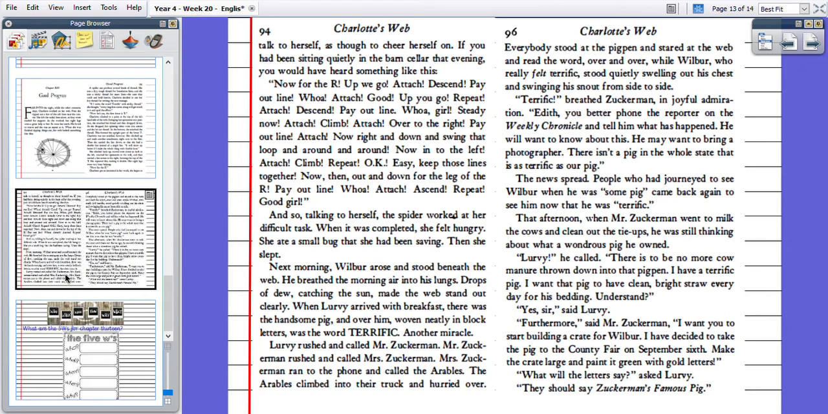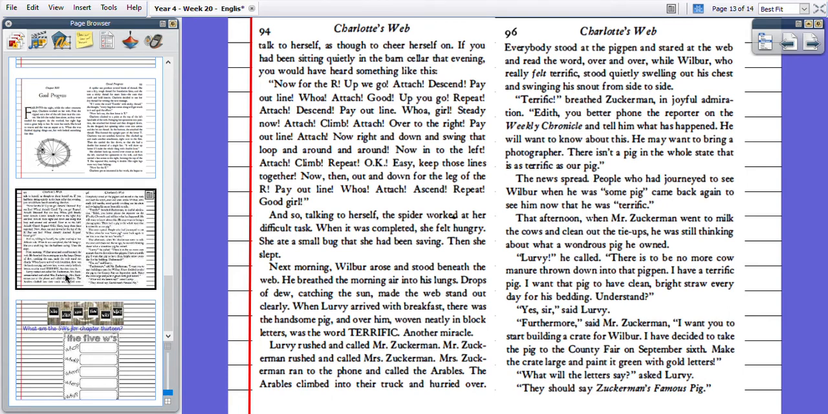Now right and down and swing that loop and around. Now into the left. Attach, climb, repeat. Okay. Easy. Keep those lines together. Now then, out and down for the leg of the R. Pay out line. Whoa, attach, ascend, repeat. Good girl. And so, talking to herself, the spider worked at her difficult task.